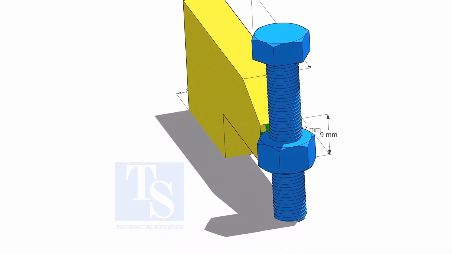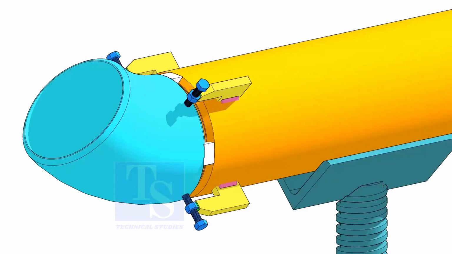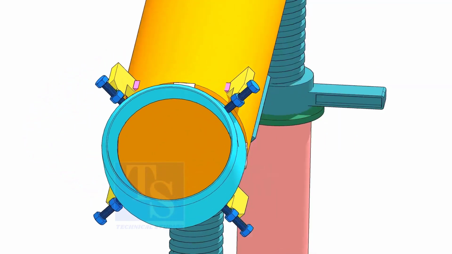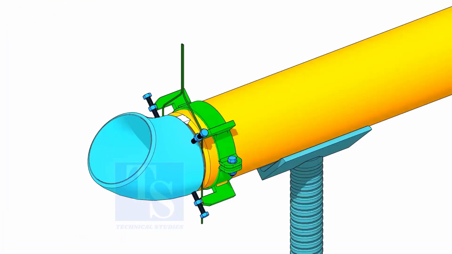Tack weld the nut to the L clamp, as shown. You can either tack weld the jack bolt directly on the pipe or you can make a simple clamp like this.